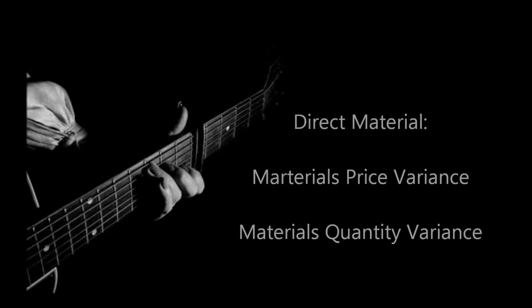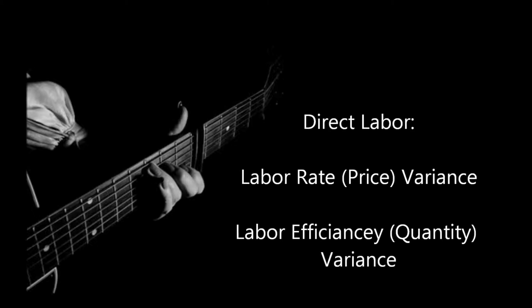For direct material, we had the materials price variance and the materials quantity variance. And for direct labor, we have the labor rate or price variance and the labor efficiency or quantity variance.